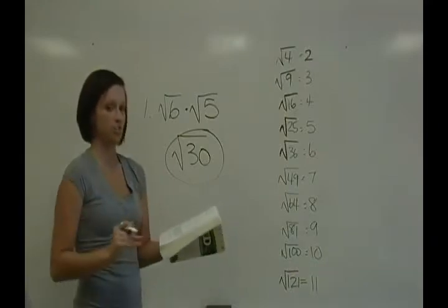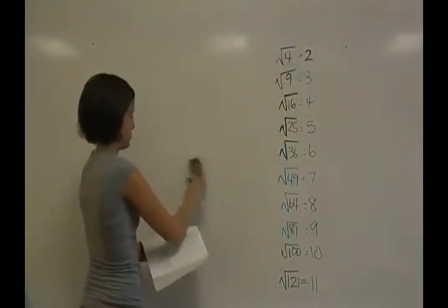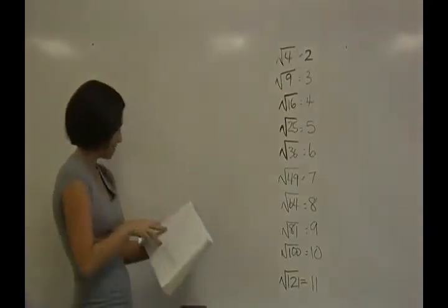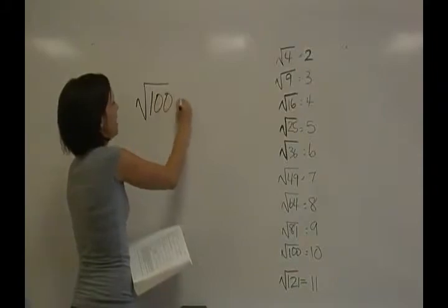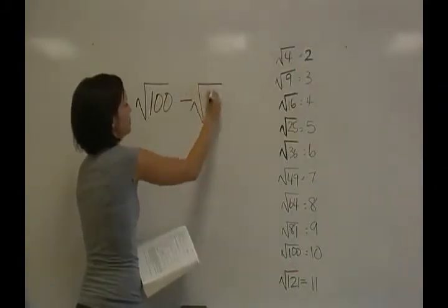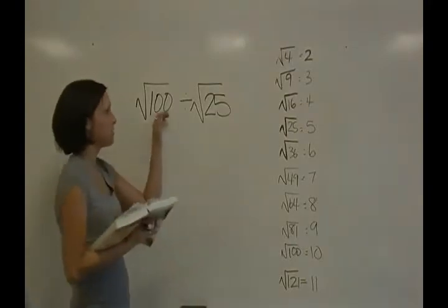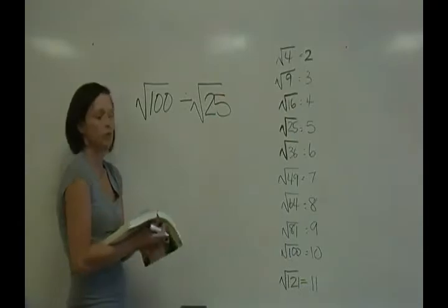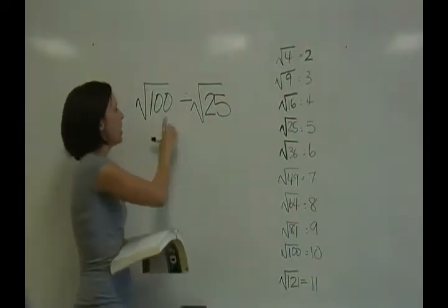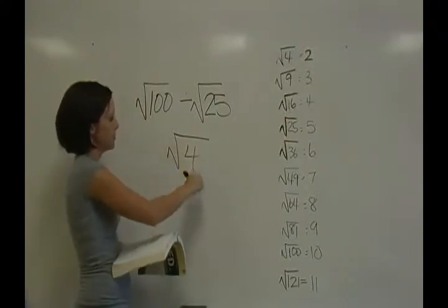Now, let's look at a division problem. That is number 8. Number 8 asks, square root of 100 divided by the square root of 25. I like this problem because if you just think of a dollar, how many quarters are in a dollar? So, pretty simple. 100 divided by 25 will equal the square root of 4.